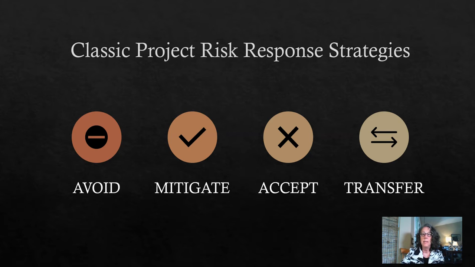So the mitigate strategy is the most common risk response strategy that's used, risk mitigation actions. In fact, in the past, a typical practice was to refer to all risk response plans as mitigation plans. These actions are designed and implemented to either bring down the probability of the risk occurring or to lower the amount of impact that the risk would have on the project, or a combination of both of those.